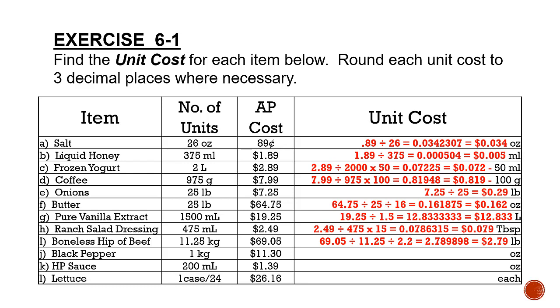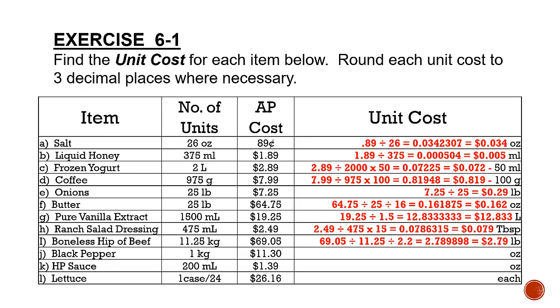So $69.05 divided by 11.25 kilograms gives us the cost of 1 kilogram. Again, we're not concerned with that answer because we're looking for the price of a pound. But once we have that price of 1 kilogram, divide it by the amount of pounds, 2.2, and you get your final answer of $2.79 a pound.